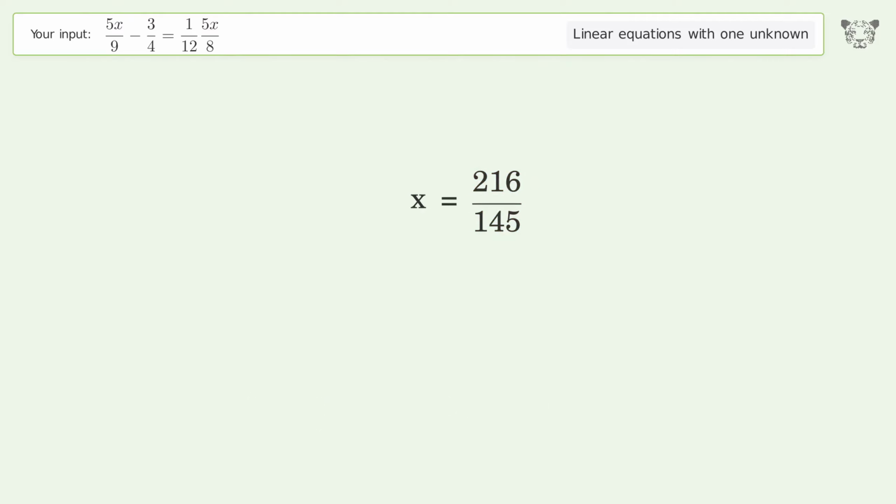And so the final result is x equals 216 over 145.